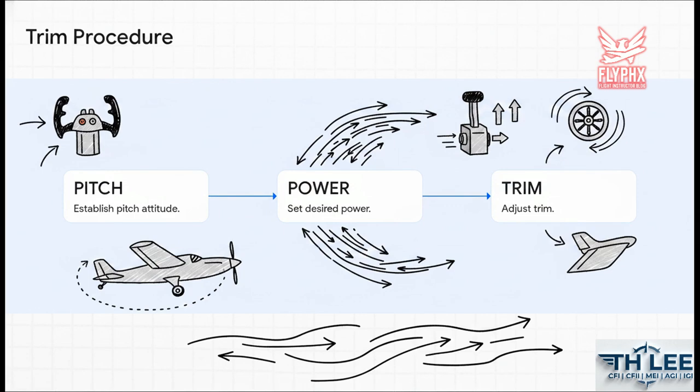Grab those pens again, write this sequence down, and memorize it for your entire flying career. Pitch, power, trim. First, establish your new pitch attitude with the yoke. Second, set your desired engine power. Third, and only then, adjust the trim wheel to relieve the pressure on your hands. Anytime you change your airspeed, power, or configuration, the aerodynamics change and you absolutely must retrim.